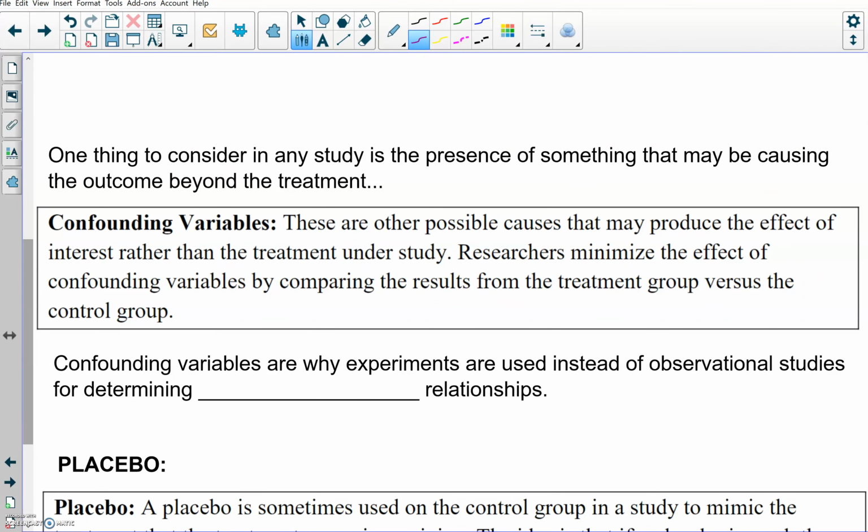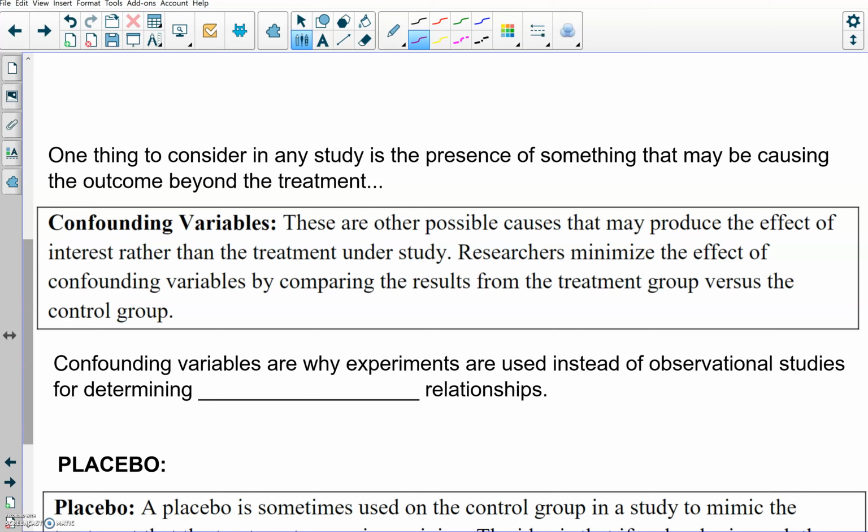So one thing before you get into placebo to consider in any study is the presence of something that may be causing the outcome beyond the treatment. And these are what's called confounding variables. These are other possible causes that may produce the effect of interest rather than the treatment under study. And researchers minimize the effect of confounding variables by comparing the results from the treatment group versus the control group.